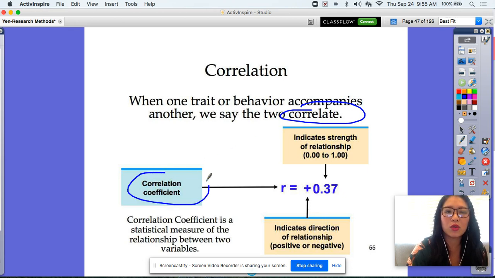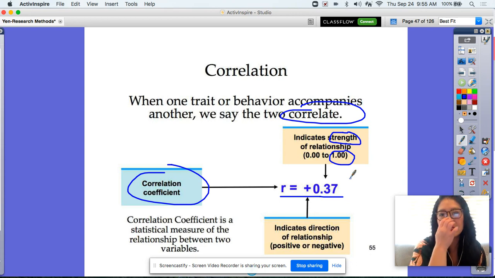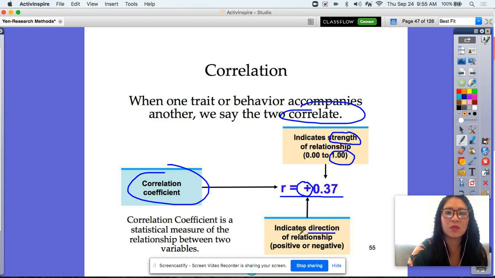So correlation coefficient is essentially this number, okay? It's going to be R equals whatever number. The number itself, regardless of plus or negative, is how strong the relationship is. So the closer it is to 1, you can't go over it because that doesn't exist, the stronger the 2 variables are related. Okay, the plus or negative sign is representing the direction of the relationship, telling you whether it's a positive correlation or a negative correlation.